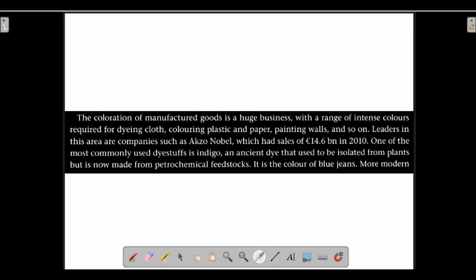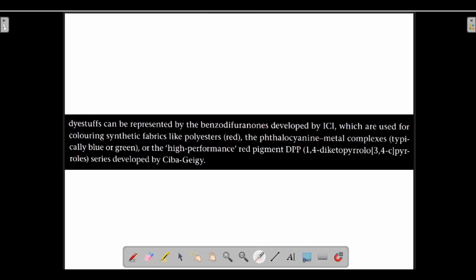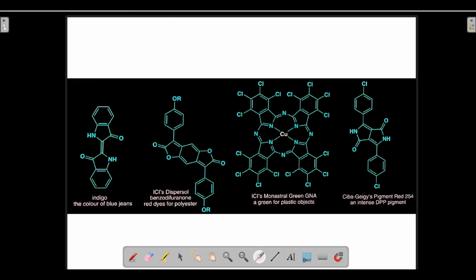So we have learned this paragraph successfully.